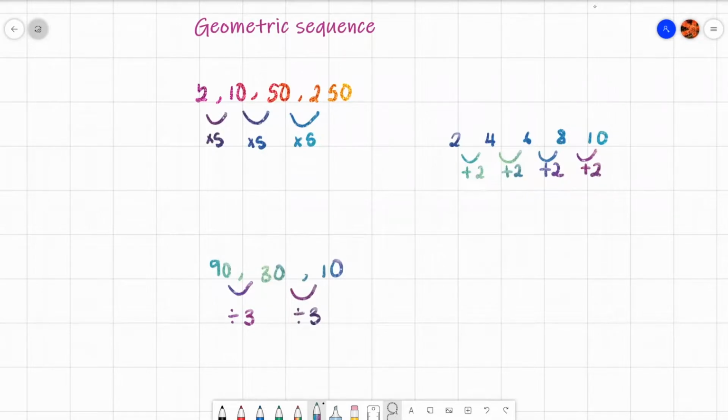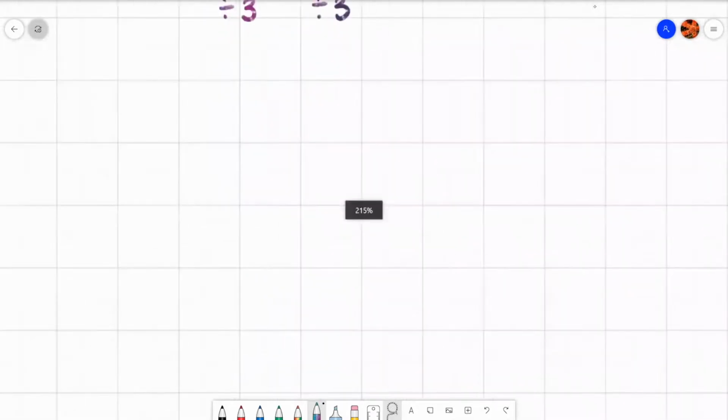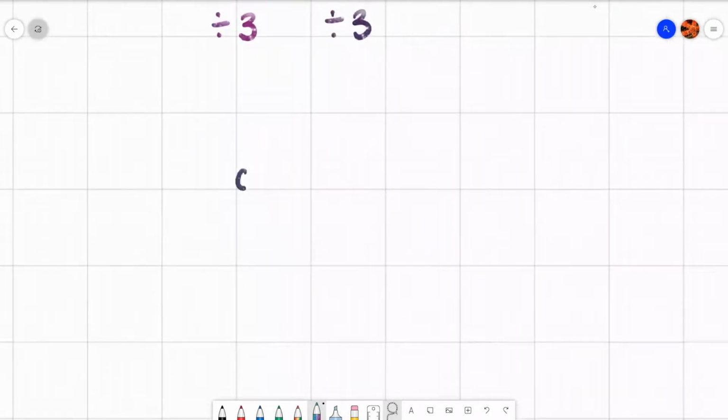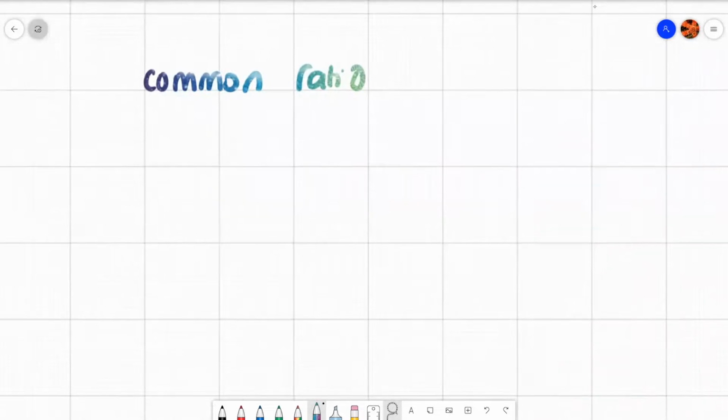Okay, so what kind of questions are you expected to be answering in your GCSEs? Well, one of them is where you have to work out the common ratio. Now, that word comes up a lot and you might think, what is common ratio? That just means the pattern. Okay, what are you doing? Are you timesing by 2? Are you timesing by 5? Are you dividing by 3 or dividing by 4? What are you doing to get from one term to the other term?